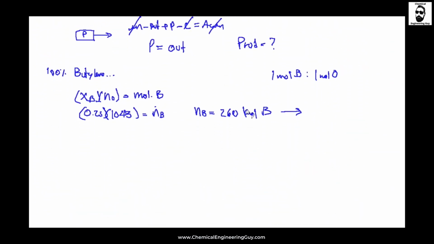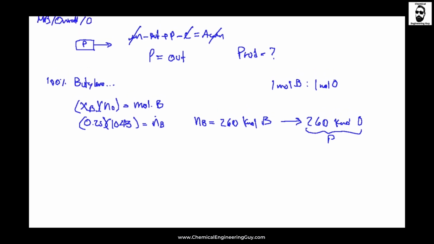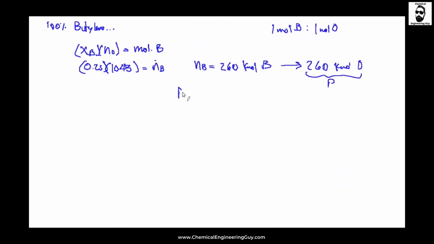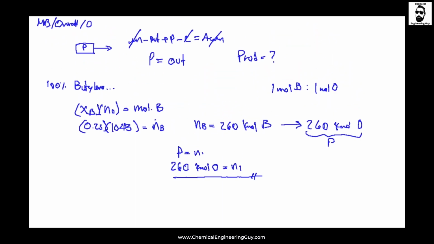I need only one, so 1 to 1, I'm going to produce 260 kilomoles of octane. So that's my production. And my outlet, what's the outlet in conversion, is N1. So my outlet is P equals N1, and I already got P, which is 260 kilomoles of octane. This is my N1. So very easily we just got our product stream.